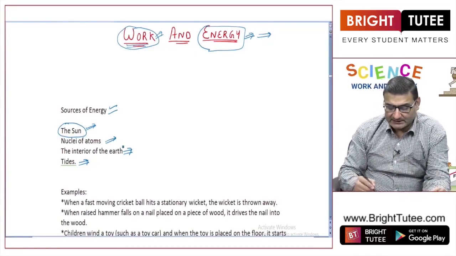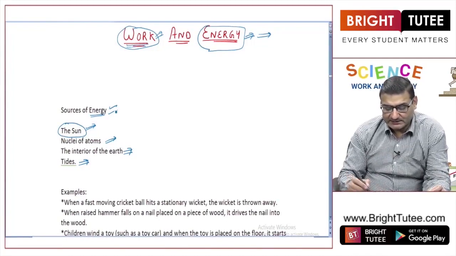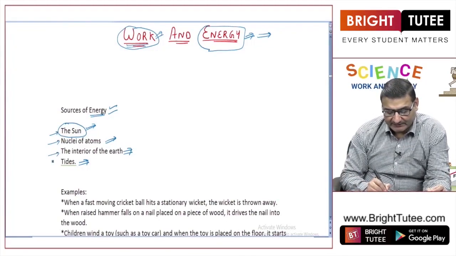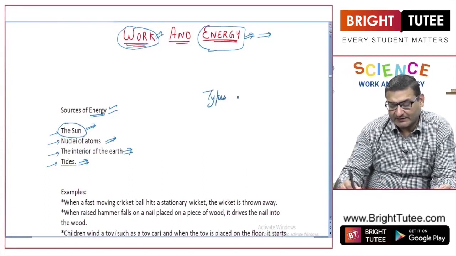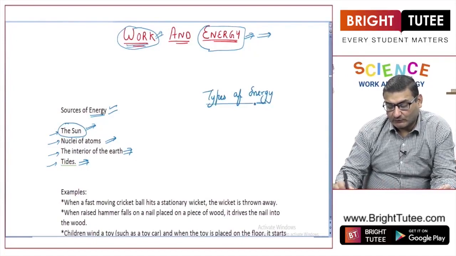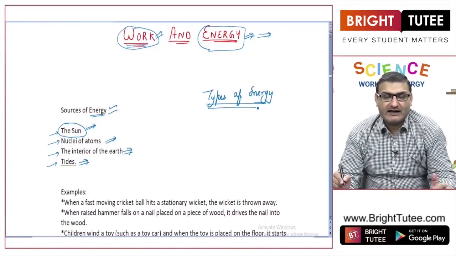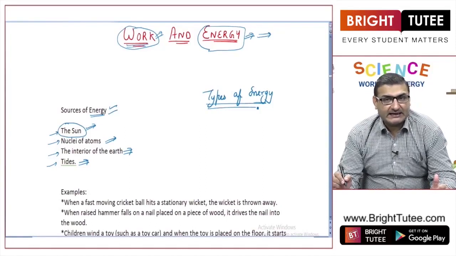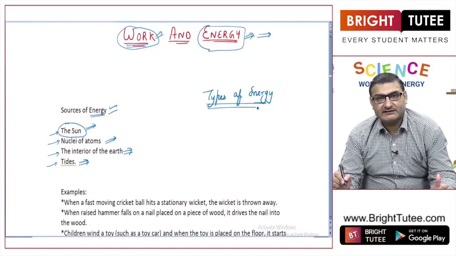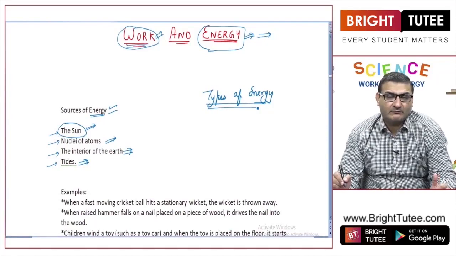Now since we have seen there are various sources, there are various types of energy, right? What are the various types of energy we have to discuss in this particular chapter. Now we see the impact and the applications of energy everywhere around us.